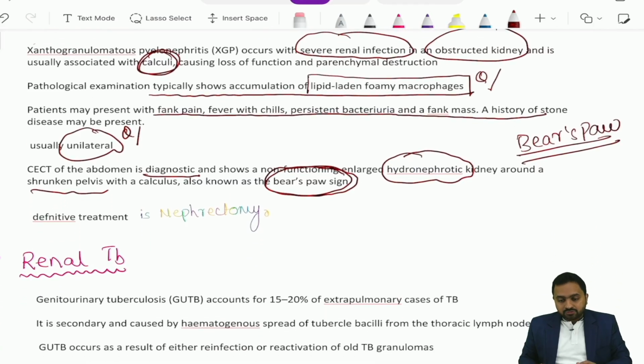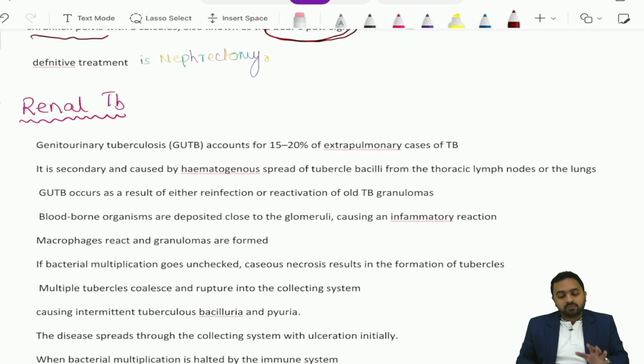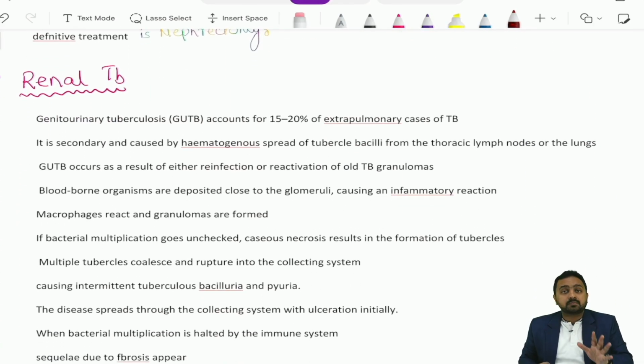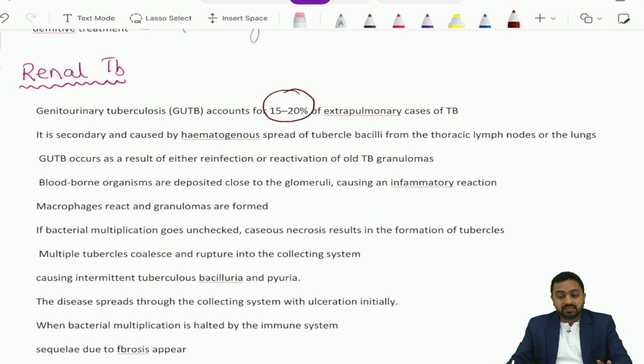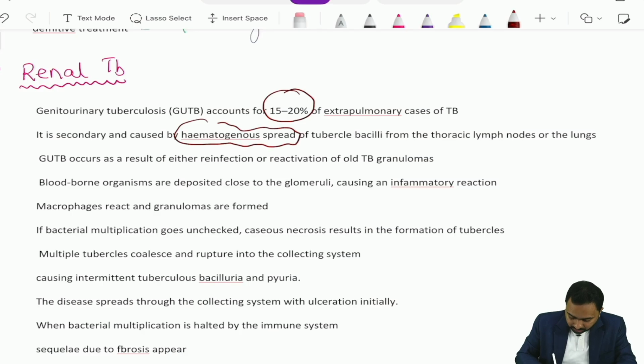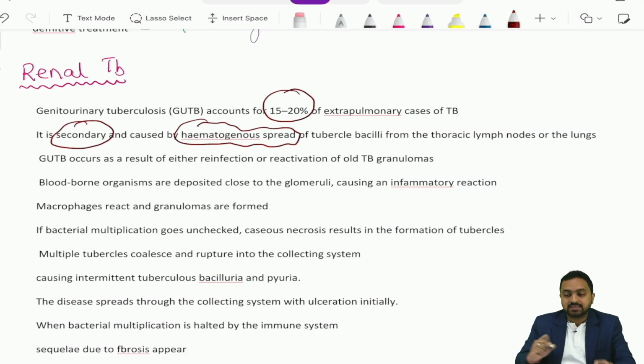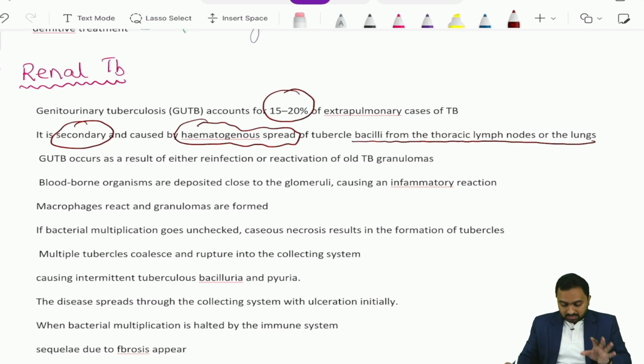Now, we have renal tuberculosis. This is a very important topic. It accounts for around 15 to 20% of extrapulmonary cases of tuberculosis. It is caused by the hematogenous route and is usually secondary. The hematogenous spread occurs of the tubercle bacilli from the thoracic lymph node or the lungs. It is usually a result of reinfection or the reactivation of old TB granulomas.